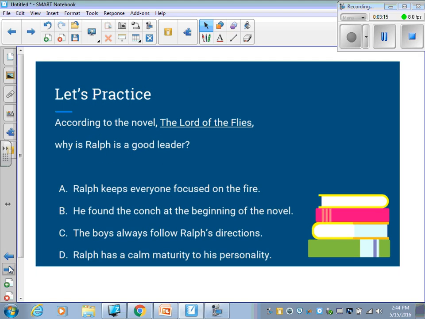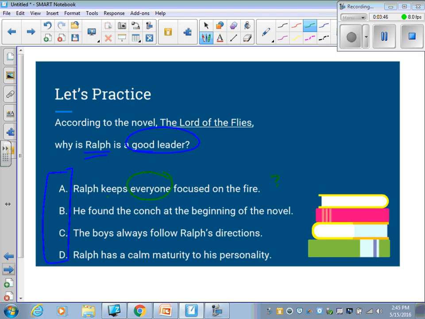So, according to the novel, The Lord of the Flies, why is Ralph a good leader? So we have our 4 answer choices right here, A, B, C, and D. You're used to this. We are looking for why Ralph is a good leader. So there's my question. Make sure you're answering the question that is asked. And so it says, Ralph keeps everyone focused on the fire. Here is an example of one of those absolutes. So we need to be careful if we choose that.